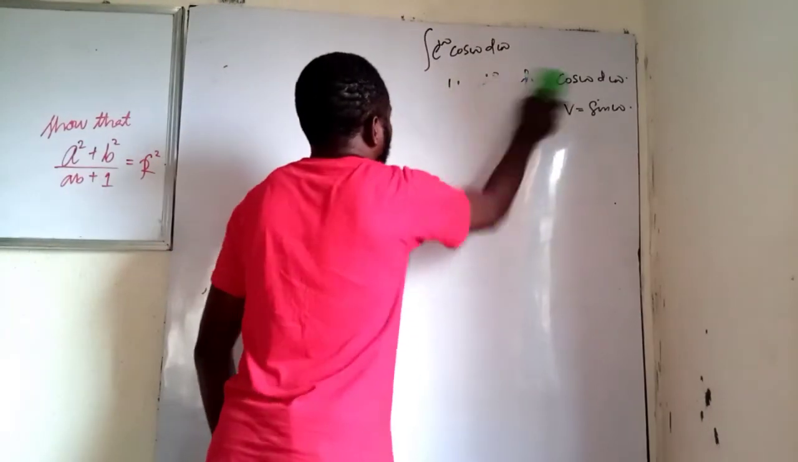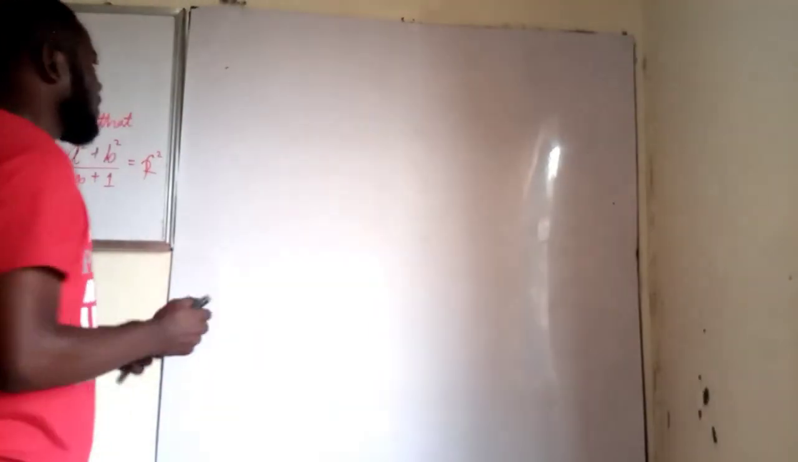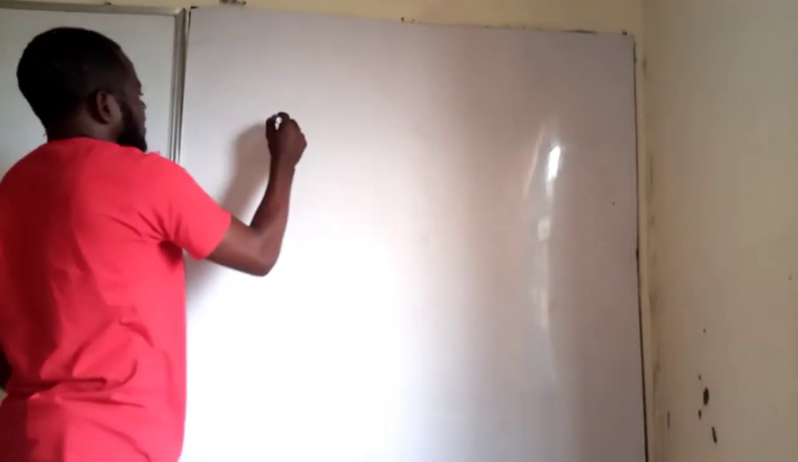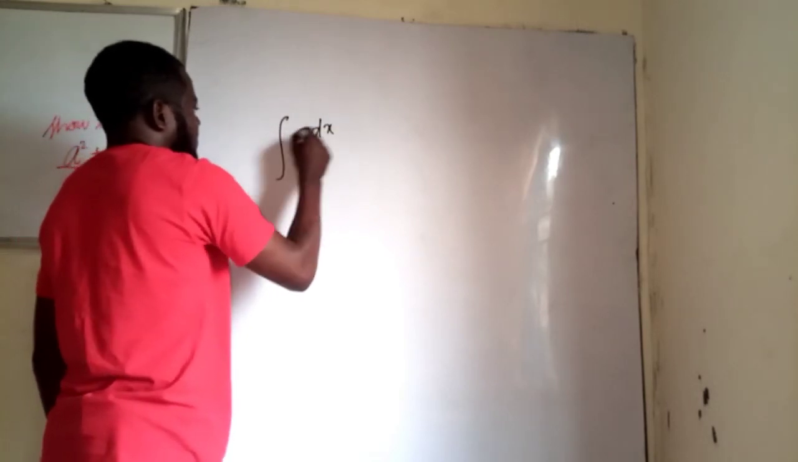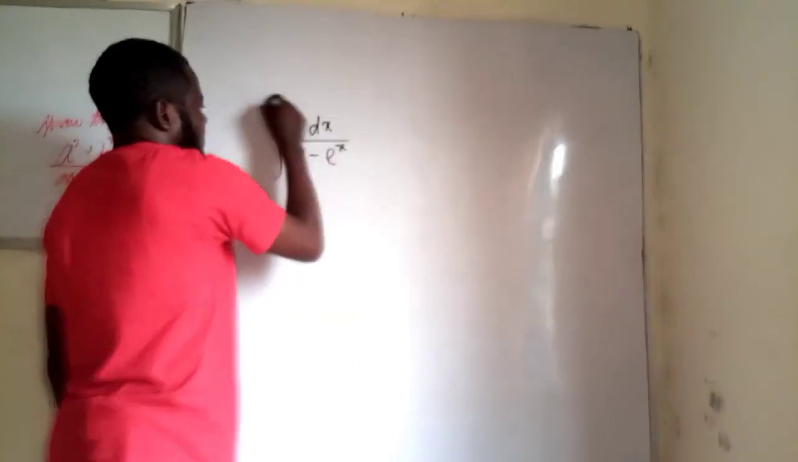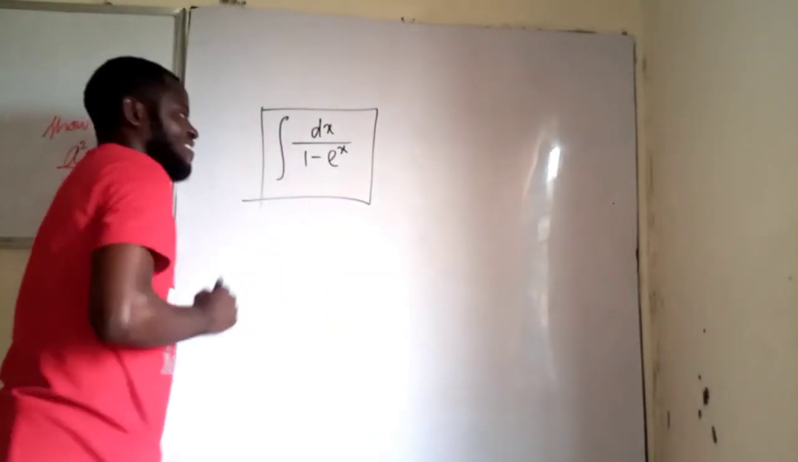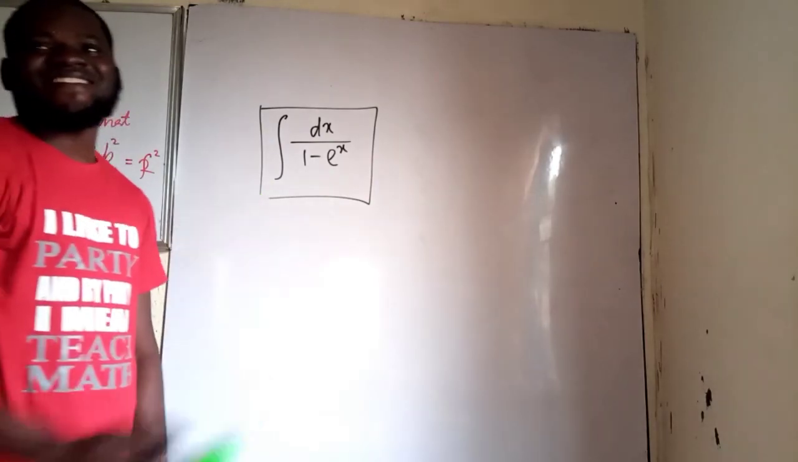Now let me leave you with another integral to practice. So let's have another integral to practice, and that will be the integral of x divided by 1 minus e to power of x, like this. So you can give this a try and tell me what your result looks like.